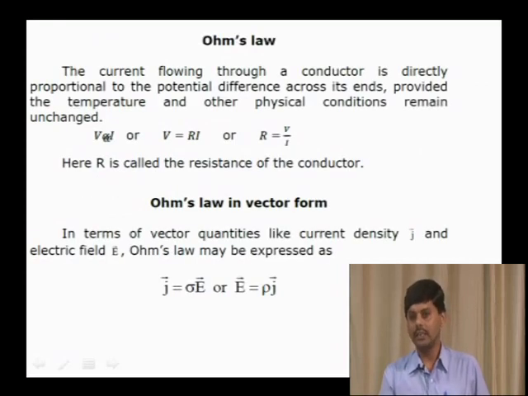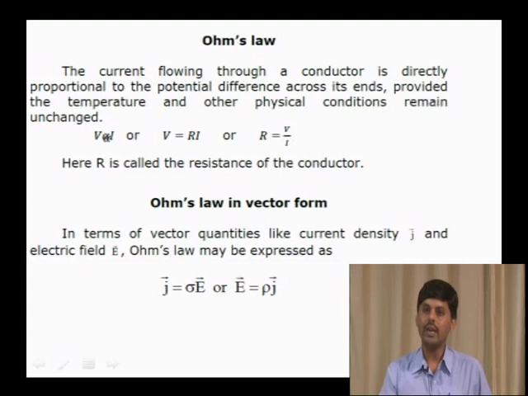Ohm's law. According to Ohm's law, the current flowing through a conductor is directly proportional to the potential difference across the conductor, provided temperature and other physical conditions remain constant, that is V proportional to I, or we can write V is equal to IR, or R is equal to V by I. The proportionality constant in the equation is referred to as the resistance of a conductor.